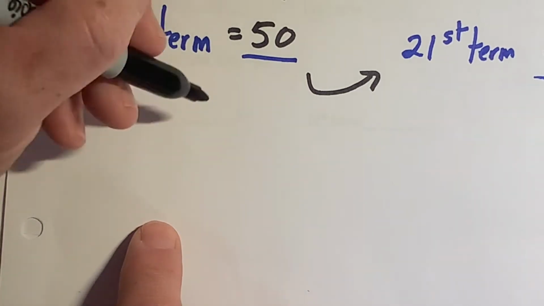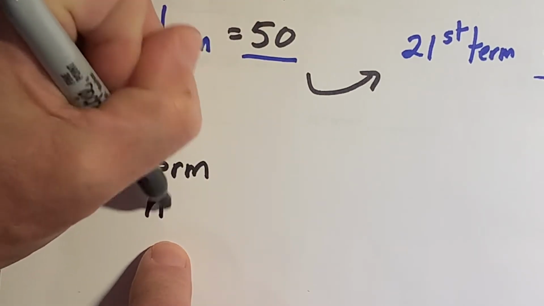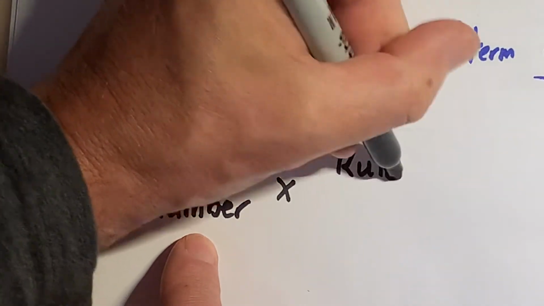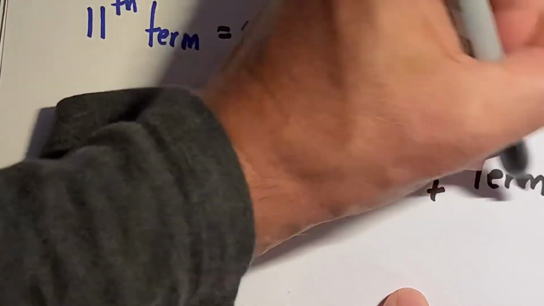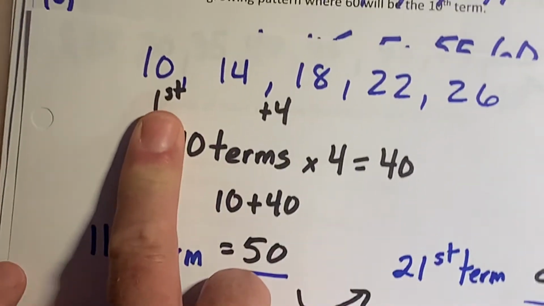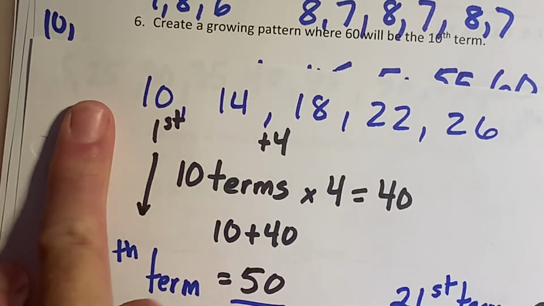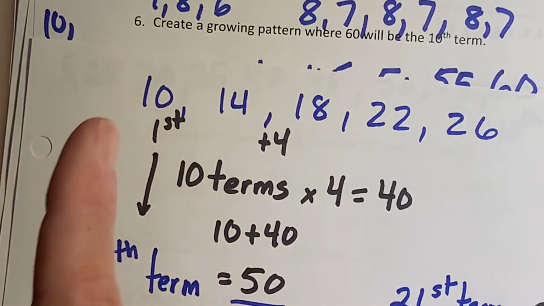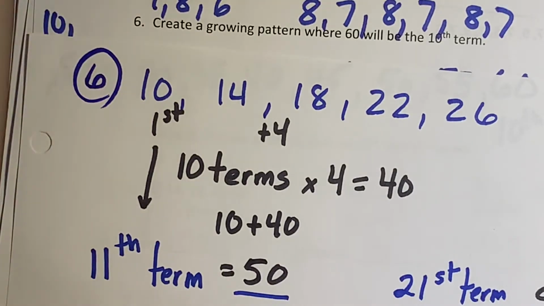But we talked about if we want to find any term, we would use the term number we're trying to find, multiplied by whatever the rule is, and we would add what I told them we're going to call term 0. So if we look at this particular pattern, this is term 1. If we created a term 0, we would simply go backwards. So instead of adding 4, we would subtract 4, and our term 0 would be 6.